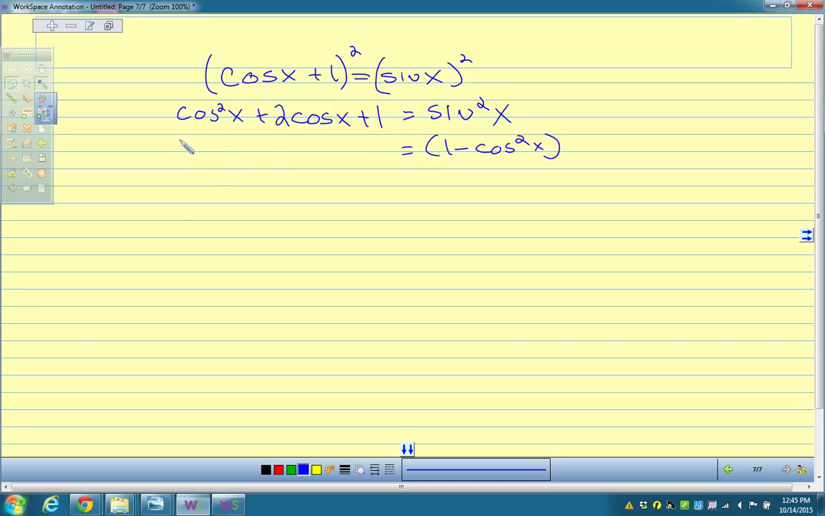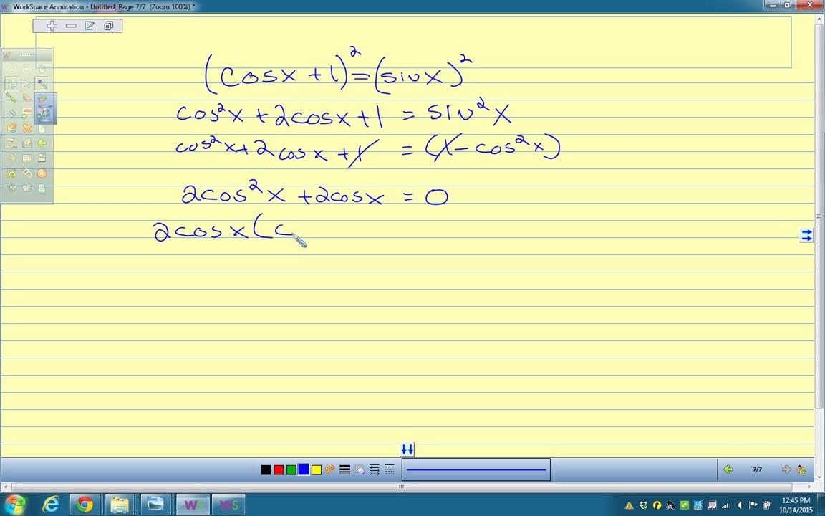And then I have this over here: cosine squared x plus 2 cosine x plus 1. And then I get everything on one side, so I'm going to add cosine squared and subtract 1. That gives me 2 cosine squared x plus 2 cosine x. And the 1's go away, see that? And then I set that equal to 0, and then I factor out 2 cosine x from both of these expressions.